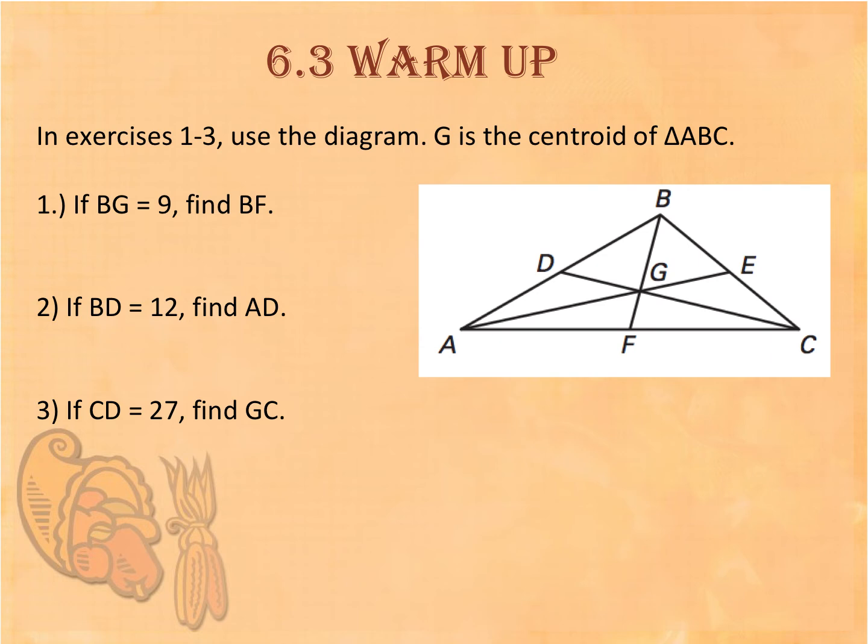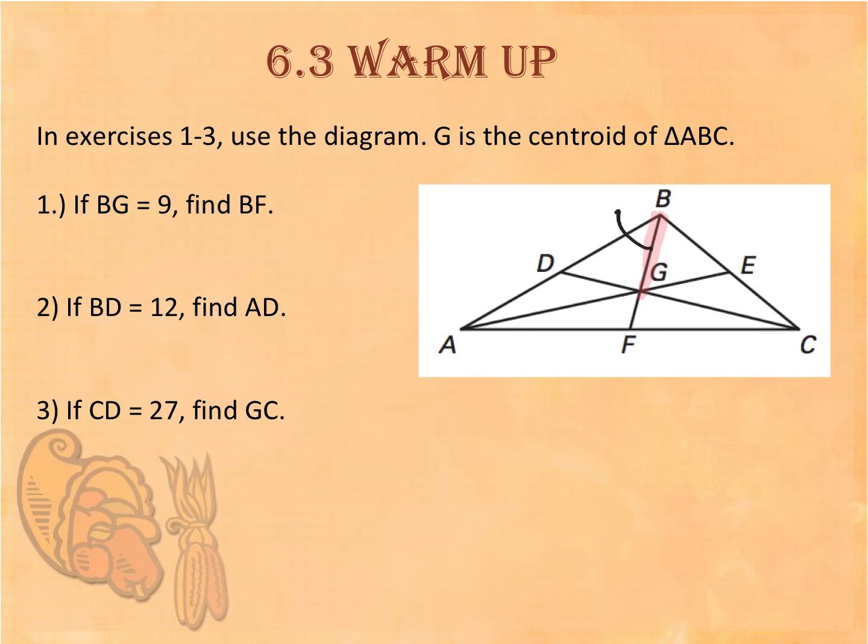So for 6.3, here we learned about the centroid, which is the point of concurrency of the medians. So in this, it's got 3 different things, and each time we're going to change up what they're asking. So first one, it says if BG equals 9, find BF. So let me go ahead and find out where BG is. BG is right here. And they told me that that has a length of 9.